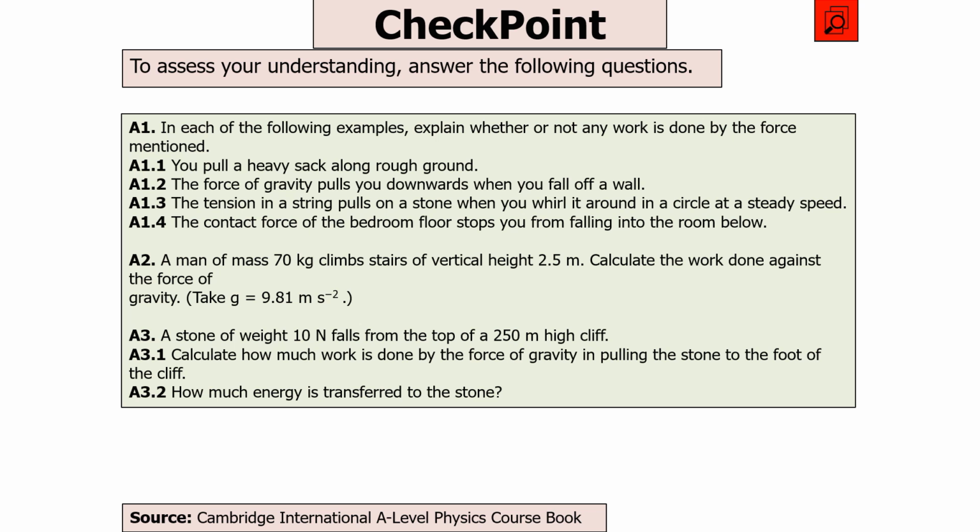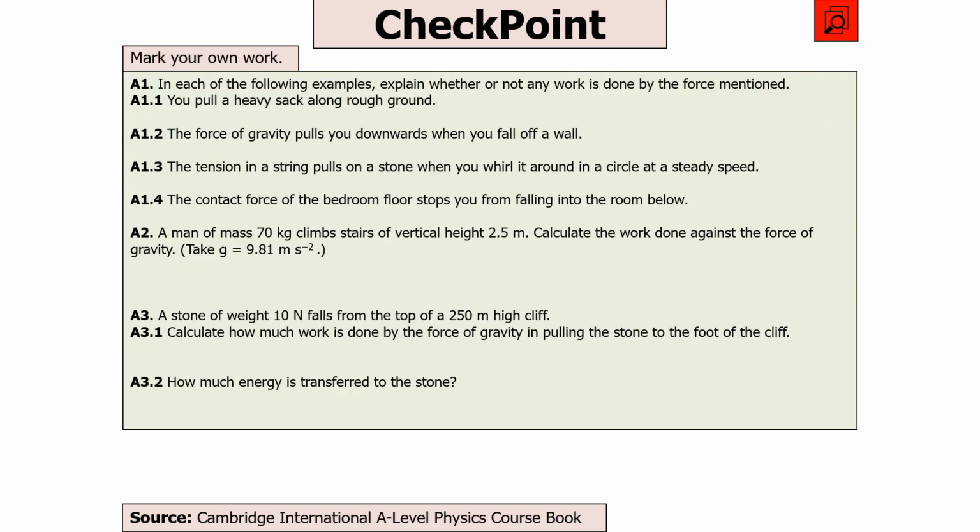Then secondly, a man of mass 70 kilograms climbs a stairs of vertical height 2.5 meters. Calculate the work done against the force of gravity. Then a stone of weight 10 newtons falls from the top of a 250 meter high cliff. Calculate how much work is done by the force of gravity in pulling the stone to the foot of the cliff and how much energy is transferred to the stone. So pause the video now, then unpause the video when you want to go through your answer.